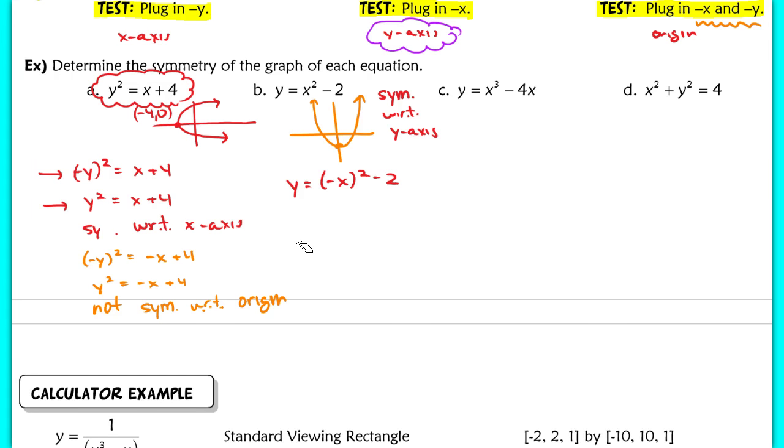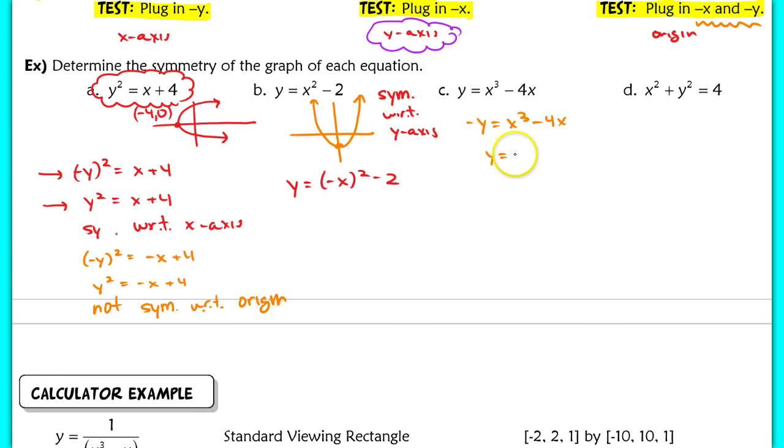So you may have to test all three, unless you know what the graph looks like already, then you can test and just verify the one that you think it is. All right, let's try C here. Let's say I have absolutely no idea, so I'm not even going to start off with a graph. So let's first test if it's symmetric with respect to the x-axis. We'll plug in negative y here.